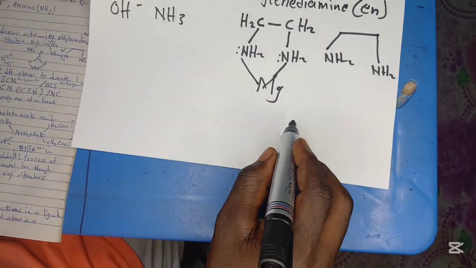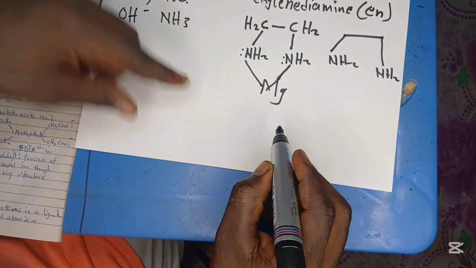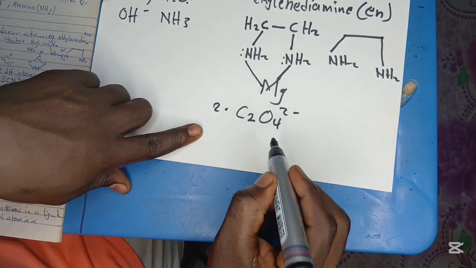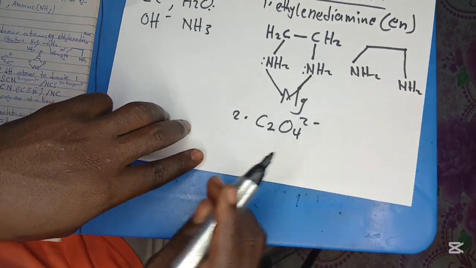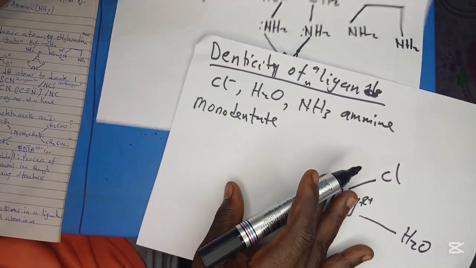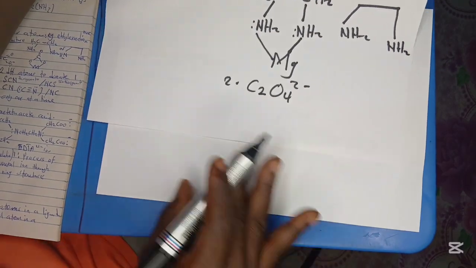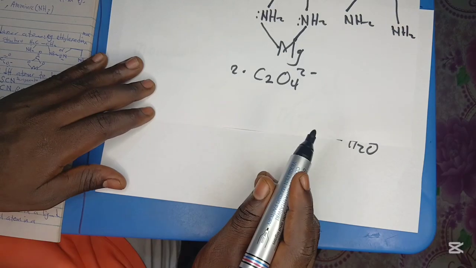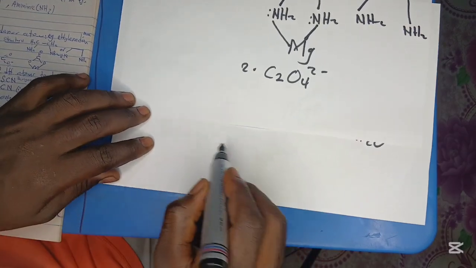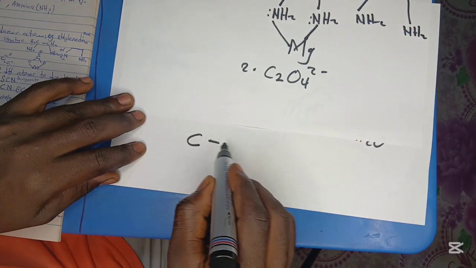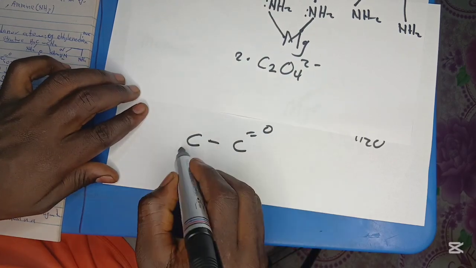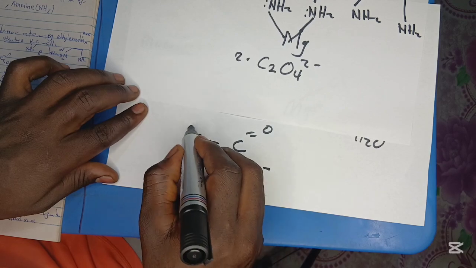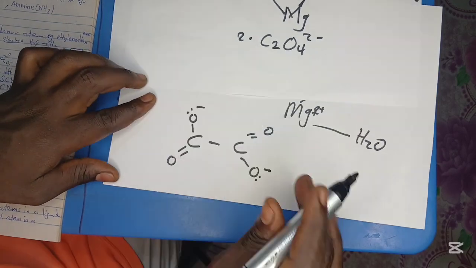And the second one is the oxalate ion, which is represented by C2O4 2 minus. Let me draw the structure of the oxalate ion. This is the oxalate ion, so this is its structure. It is C. We have a double bond oxygen here, and oxygen here with a lone pair and a negative charge. Oxygen here with a lone pair and a negative charge.